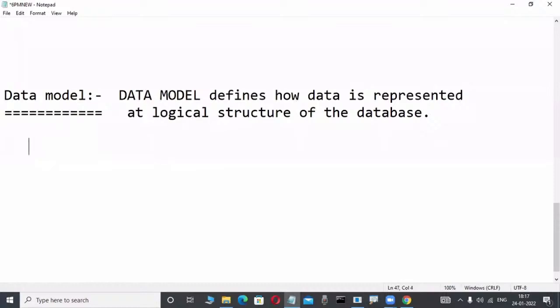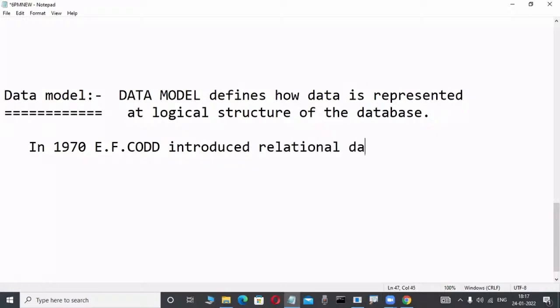And now here, from 1970 onwards, this data model is there. Where Oracle is there, we will learn next. First, just roughly observe here. In 1970, EF Codd, don't write anything, just observe, some new terminology. EF Codd introduced the relational data model. He is a mathematician, working in the IBM company in those days. So in 1970, EF Codd introduced the relational data model.